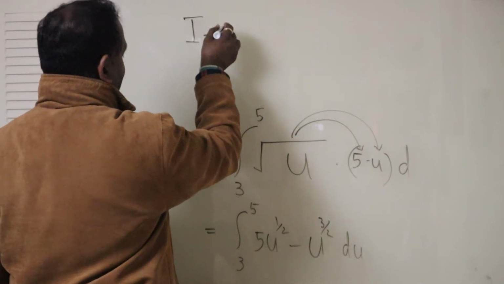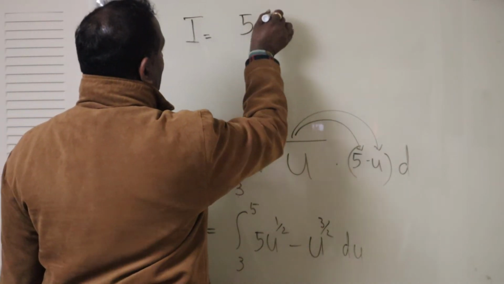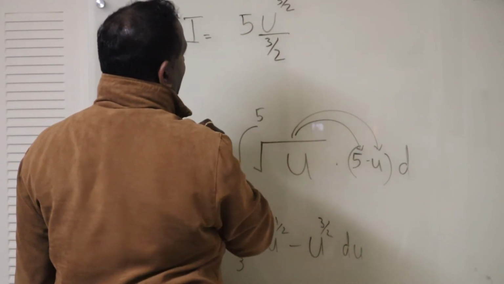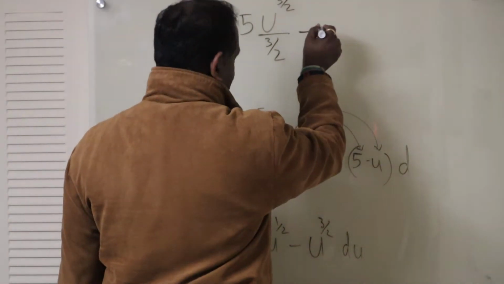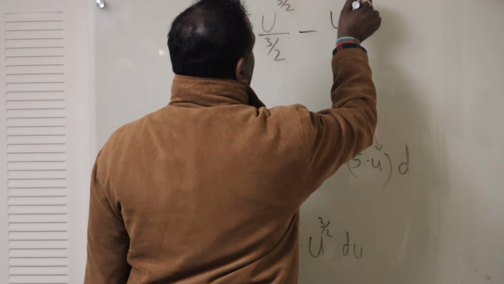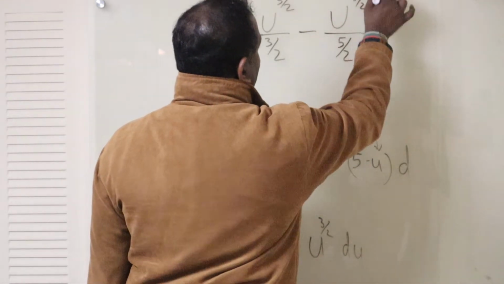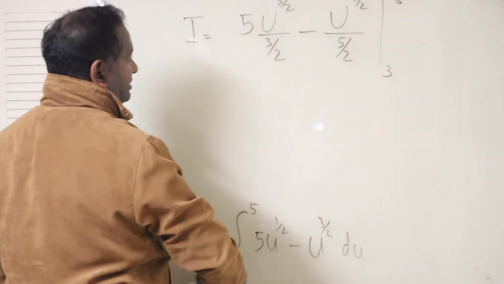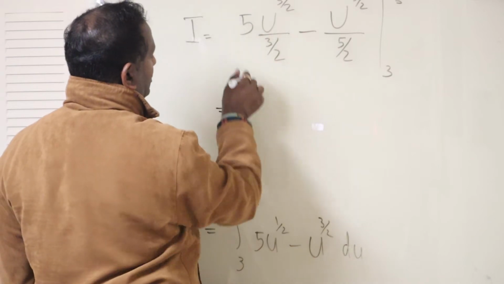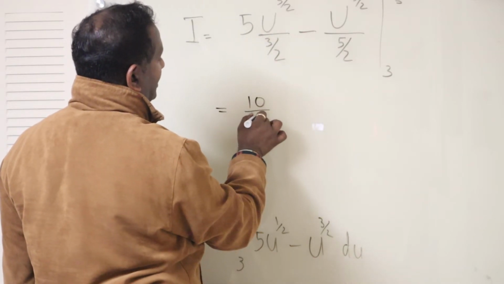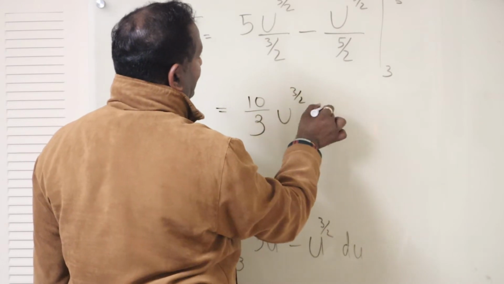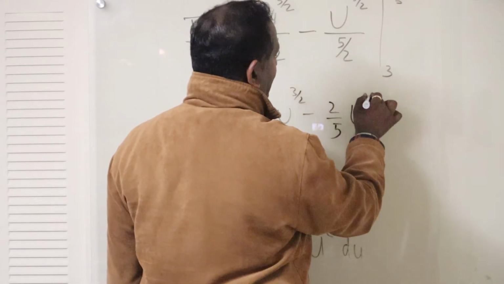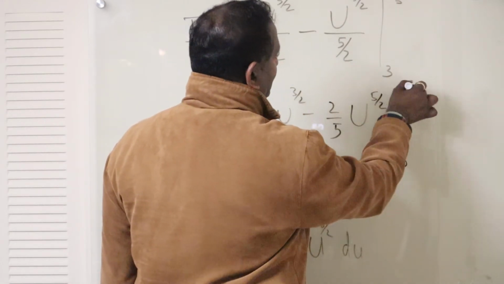Therefore, I equals 5 u to the 3 halves over 3 halves, minus u to the 5 halves over 5 halves, going from 3 to 5. Then I'm going to do a little bit of math here. I'm going to bring 2 to the top, then 2 times 5 is 10. So 10 over 3 u to the 3 halves minus 2 over 5 u to the 5 halves. Your limits should be 3 to 5.